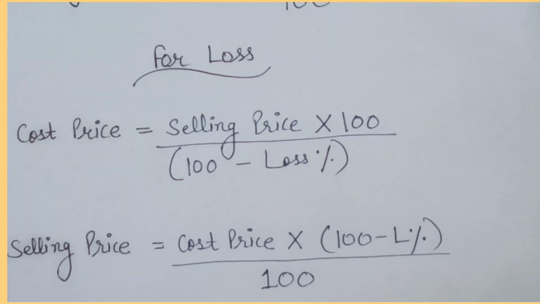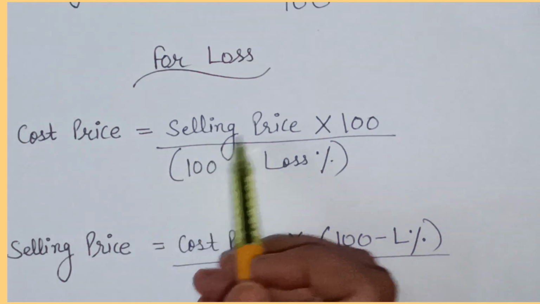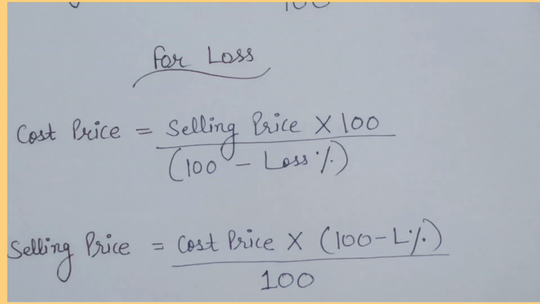For loss, when we calculate the cost price CP, the formula we apply is selling price multiplied by 100 upon 100 minus loss percent. And the formula of selling price for loss, when we calculate selling price, is cost price multiplied by 100 minus loss percent upon 100.